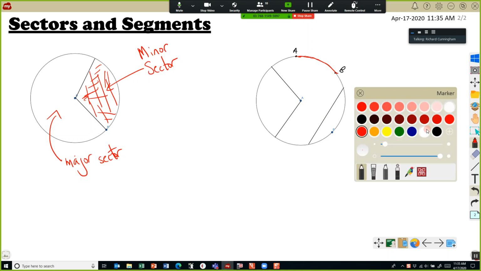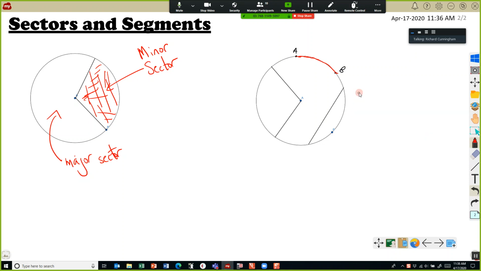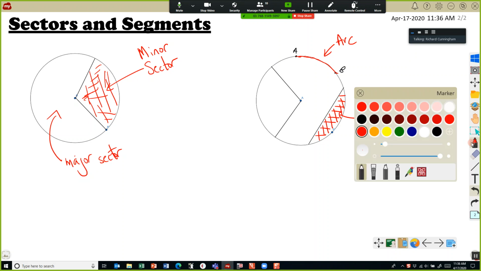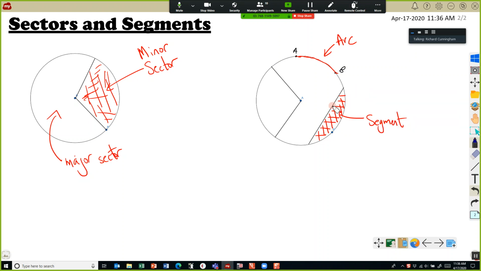Okay, so looking at sectors and segments. This line here, this is the arc. Yep, it's an arc. What is the name of this? Anybody remember from last year? No. It's a segment. Okay, so the area part is a segment, and the name of this line.